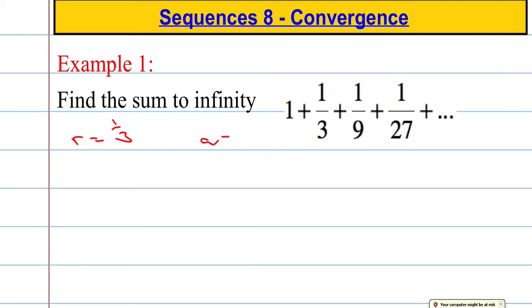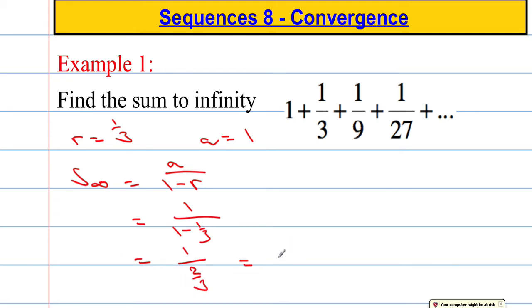A we can see is 1, and now we're going to use the formula: the sum to infinity is going to equal a over 1 minus r. And that's provided that r is between -1 and 1, which it is. So in this case, it's going to be 1 over 1 minus 1 over 3, which is going to equal 1 over 2 over 3.